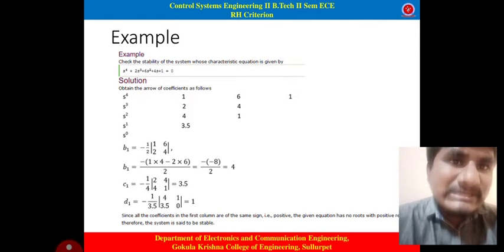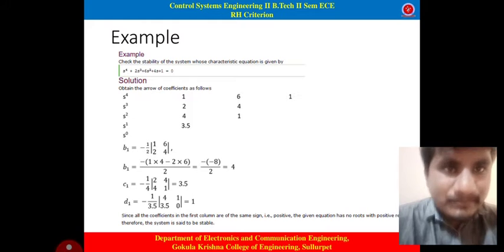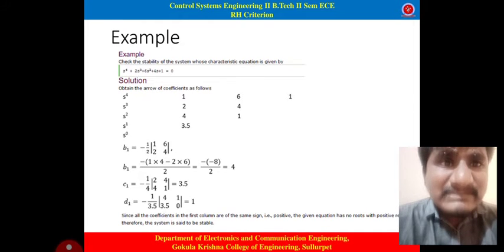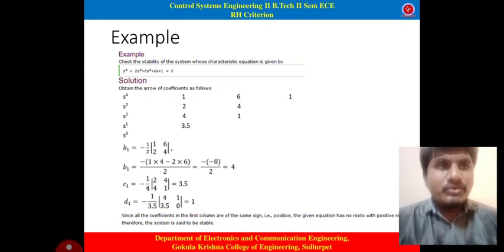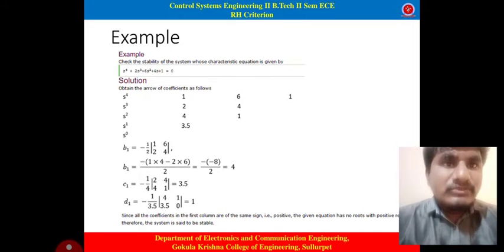Okay, so the first row becomes 1, 6, 1. Then for s power 3, go to the characteristic equation and write the coefficient of s cube. What is the coefficient of s cube? 2. So we will write the 2, and alternately 4 is there, so we will write 4, and then there is nothing, so we are not going to write anything. So first of all, we will have only the s power 4 and s power 3 rows.